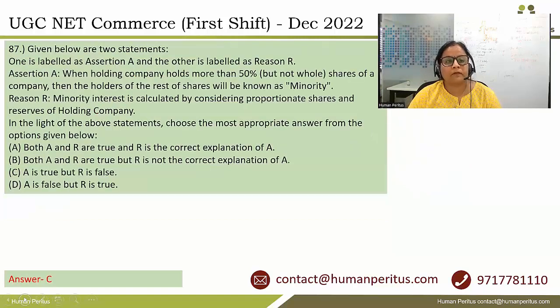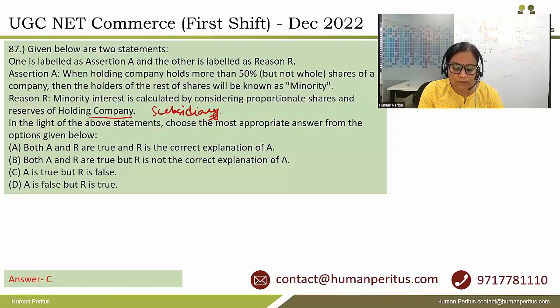Next question. Two statements are given in the form of assertion and reasoning. Assertion A says when a holding company holds more than 50% shares of a company, then the holders of the rest of the shares will be known as minority. Yes, this is correct. Reason says minority interest is calculated by considering proportionate shares and reserves of the holding company. No, this is not correct, because minority interest is calculated by considering proportionate shares and reserves of the subsidiary company. So this is totally incorrect. Accordingly, option C is correct, that is A is true, but R is false.